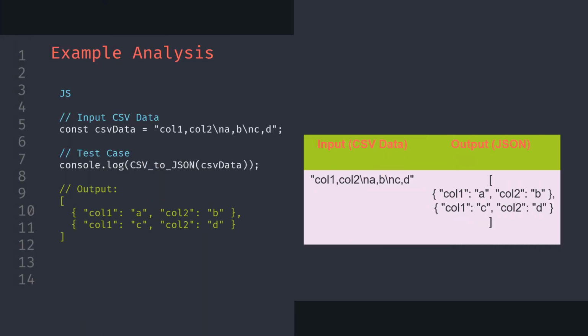Here's an example. The input CSV string is col1, col2, break, A, B, break, C, D. We extract the titles in the array col1 and col2. Then, we process the rows in the arrays A, B and C, D. For each row, we map the titles to the corresponding values, creating objects like col1: A and col2: B. Finally, we combine all objects into an array. This example demonstrates the entire workflow.